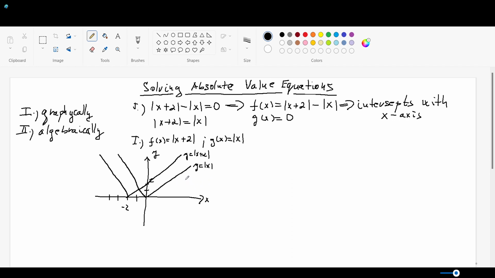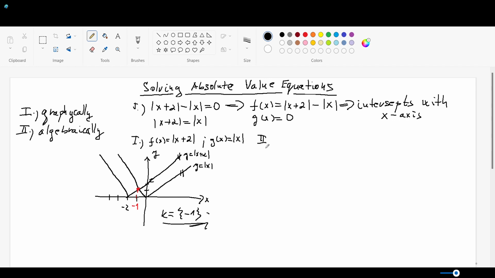And if you have a look at the graphs of these functions, you should now realize that these two lines are parallel and they will never intersect. So the only solution is here, and if we sketch the graph precisely, then we will find out that our solution is the one-element set of the number -1. So this is the solution found graphically.